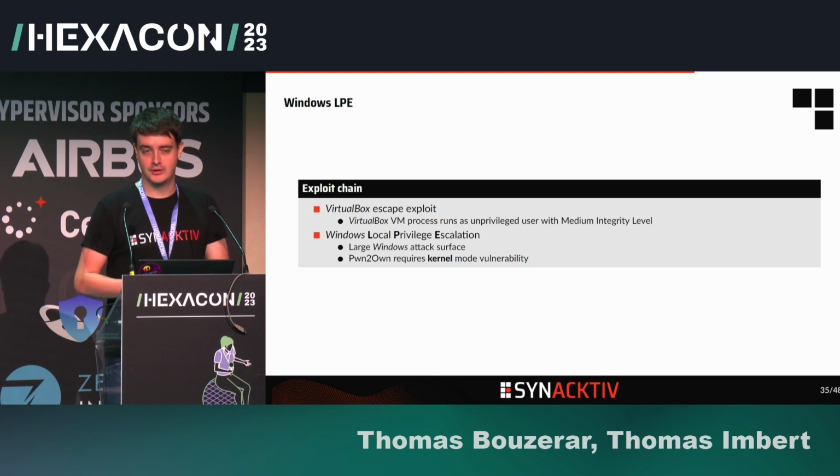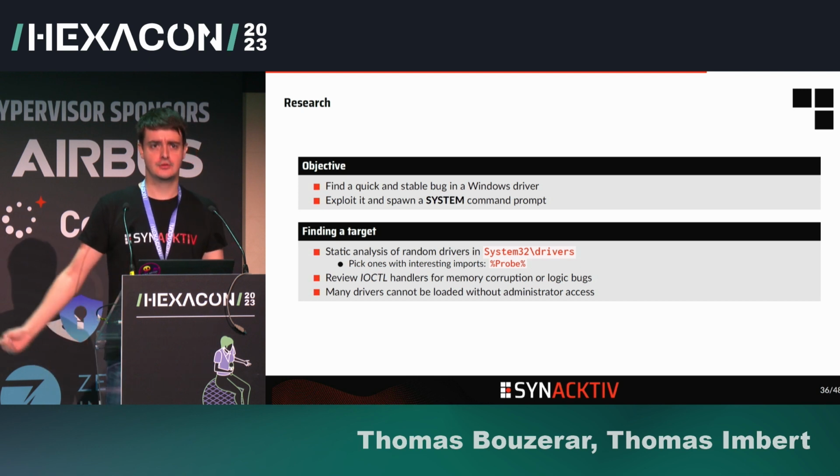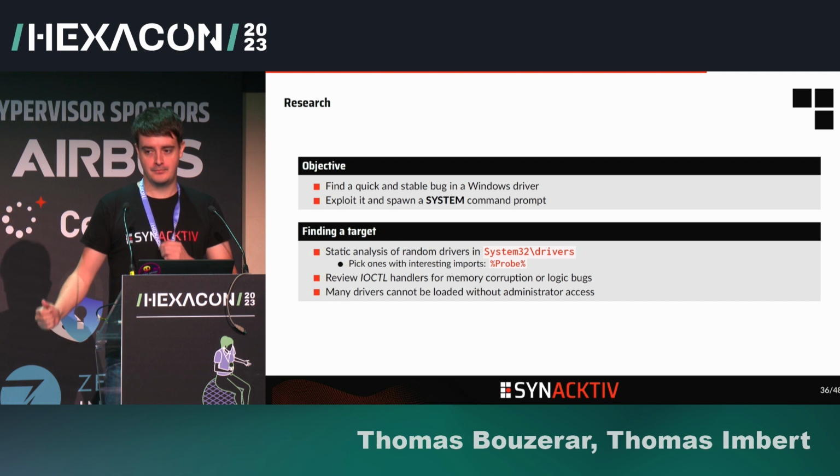But for point-to-one, we have to use a kernel mode vulnerability. It's in the rules, so we have to find something in the kernel. We cannot use RPC services or IPC or COM. So where do we find a target? We decided not to spend a lot of time on point-to-one.